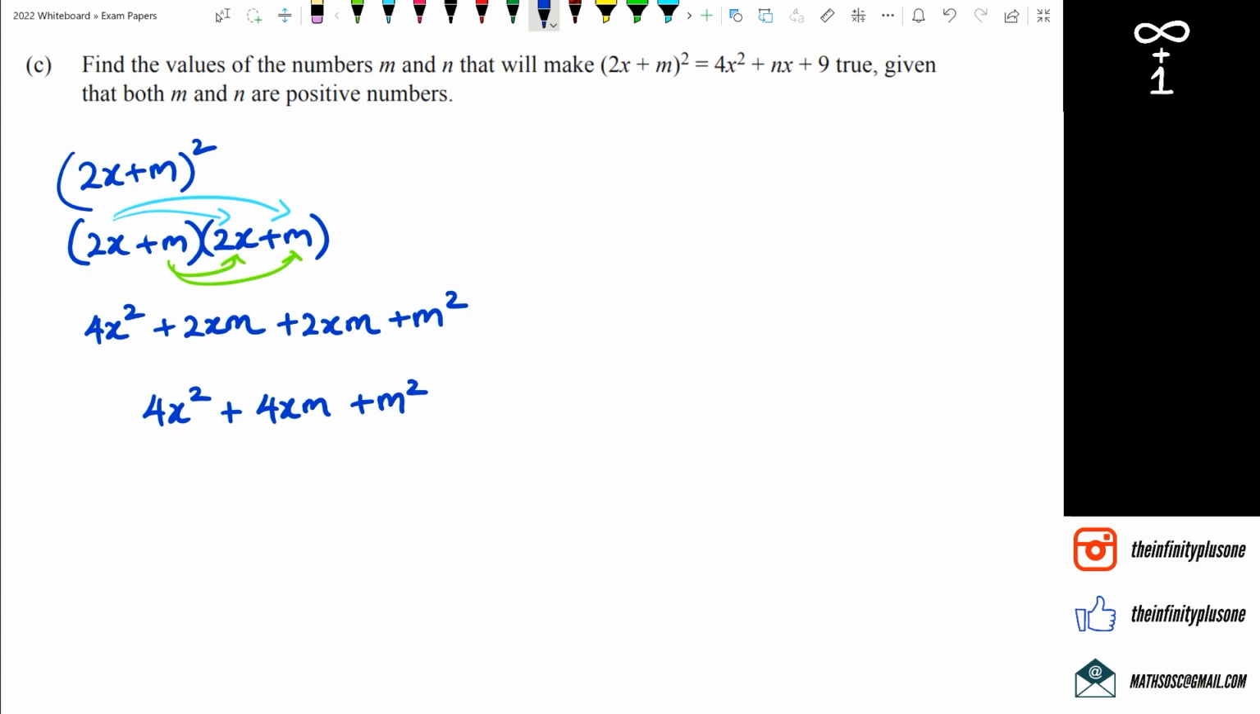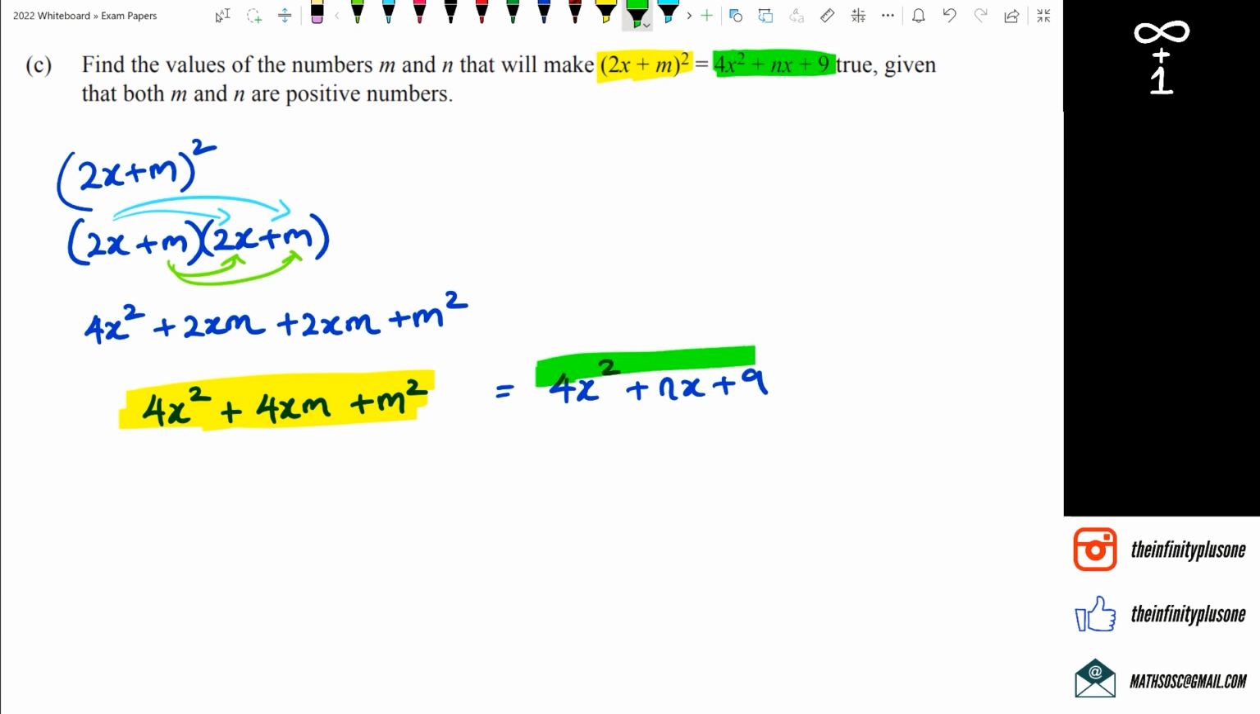Now this is what the left-hand side is equal to. But what we also know is that it is equal to the green equation, 4x² + nx + 9. We're trying to figure out what the values of m and n are so that both the yellow and the green are the same. So we write the second equation, the green one, right next to it.